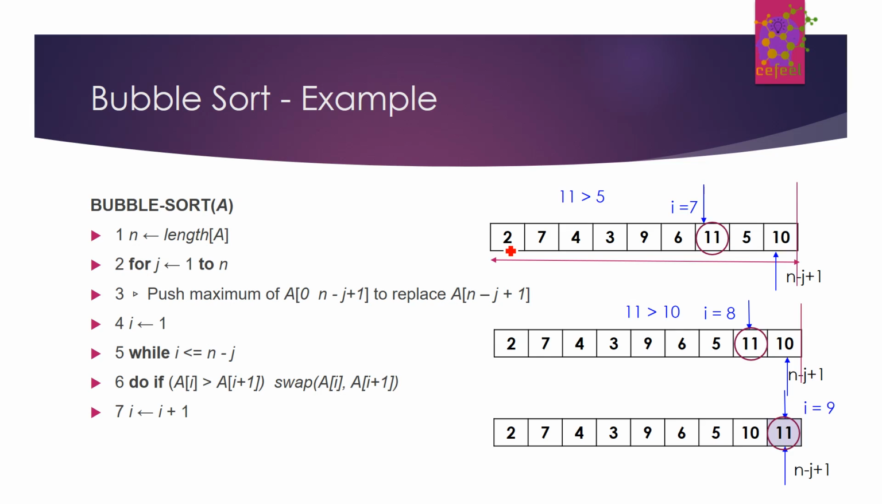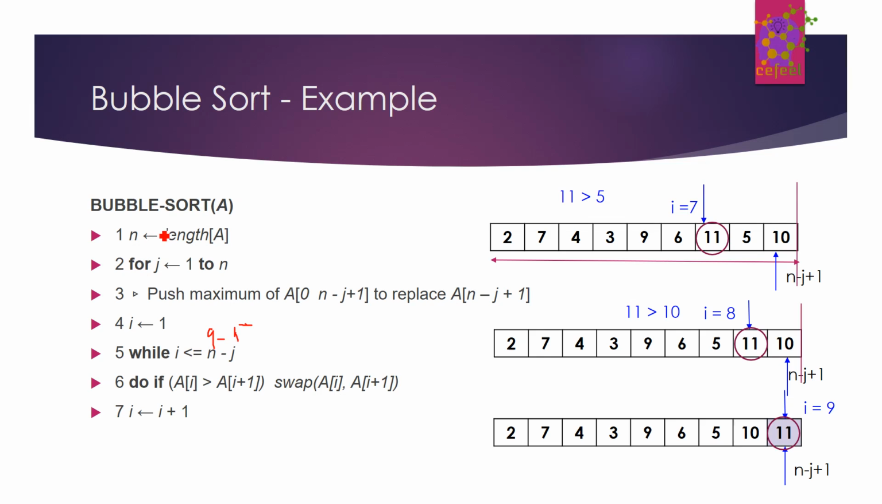And notice what happens, I now points to 9. So I has now become 9. What will happen is we go to step 5, and notice I is 9, whereas n minus j is actually, n is 9, j is 1, so 9 minus 1 is 8.